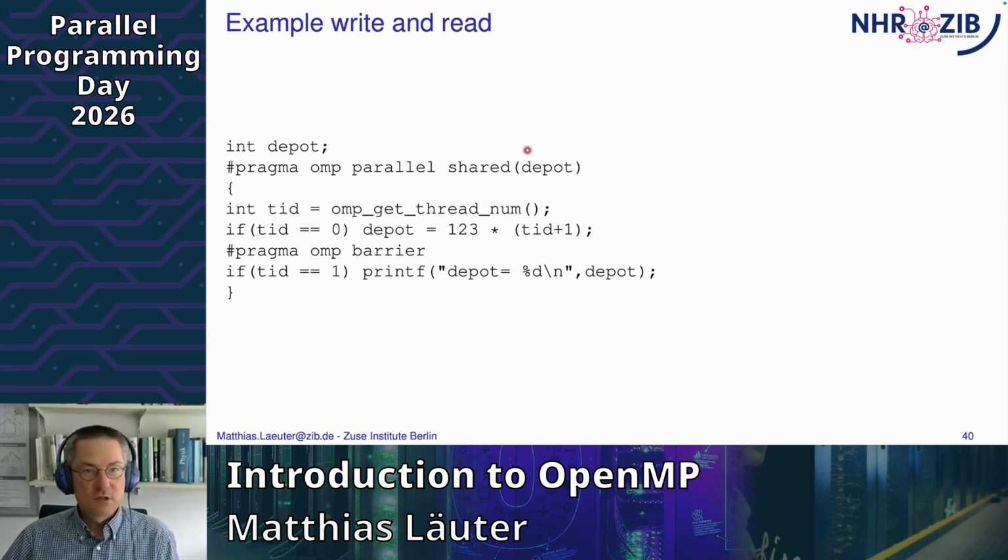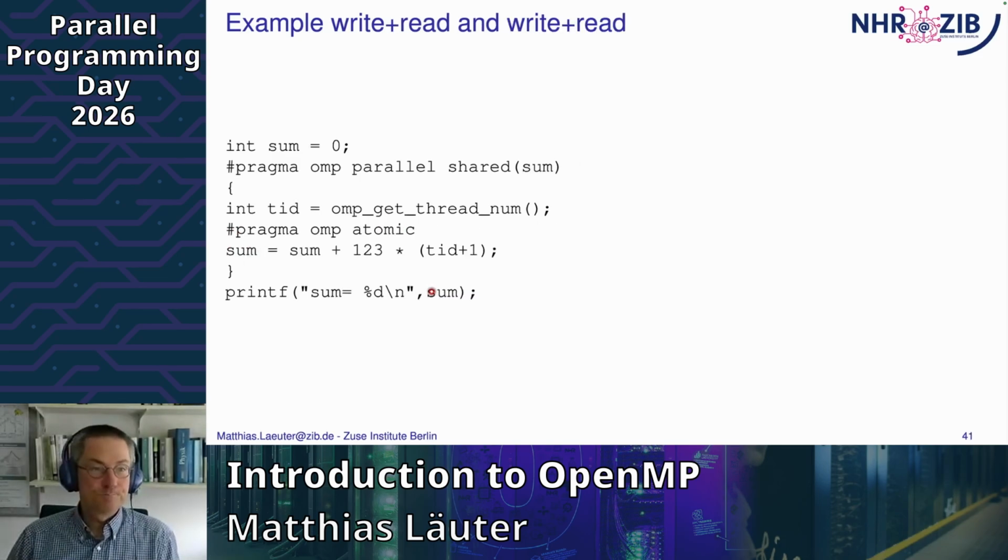At first, depot is a shared variable. Then the first thread, also thread 0, is writing something. Then we have a barrier, and after this we know that thread 1 can read depot, and the result is the correct one, which is here. So you need to synchronize both threads, so that the timing between writing and reading to depot is controlled.